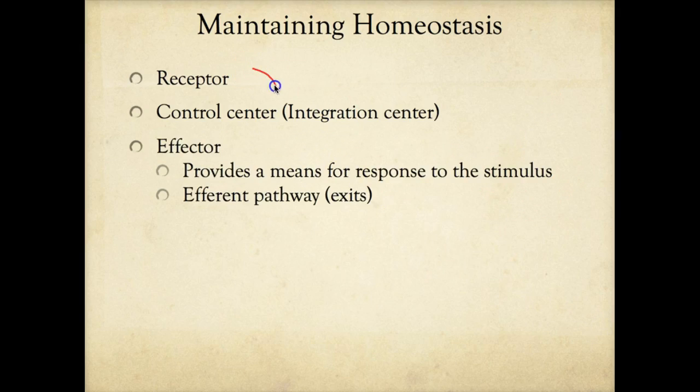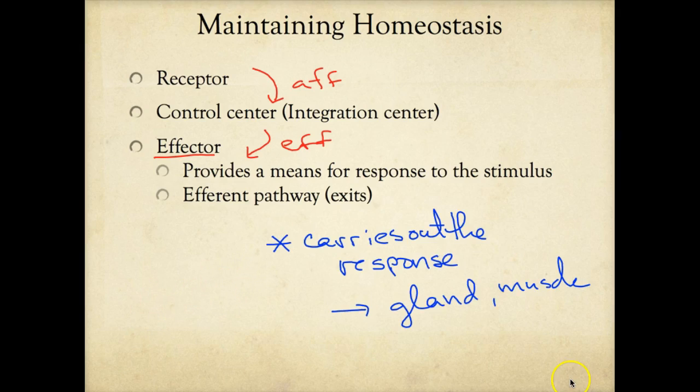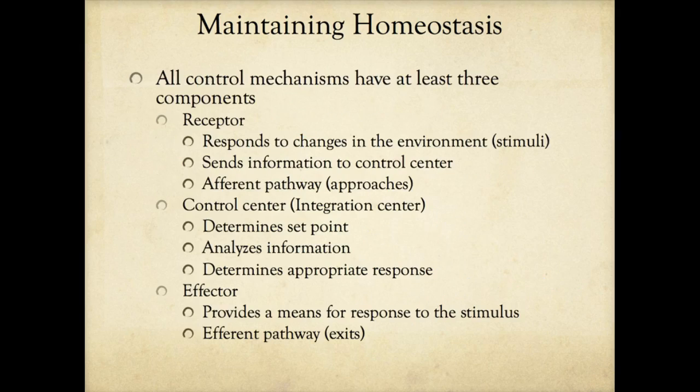So notice that we have information in and information out. This was the afferent pathway. This is what's known as the efferent pathway, and it's going to the effector. It's whatever carries out the response. And it's most commonly glands or muscles. So again, if I'm hot, a signal's going to get sent to the sweat glands. They'll start producing sweat. Eventually the body cools off. So again, the efferent pathway, that exit, carries out the response determined by the control center.